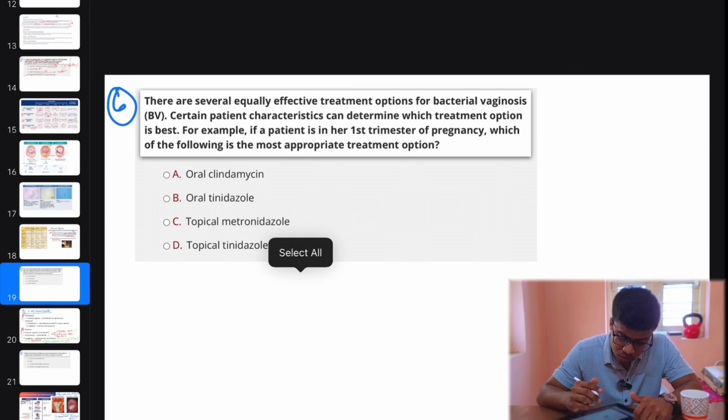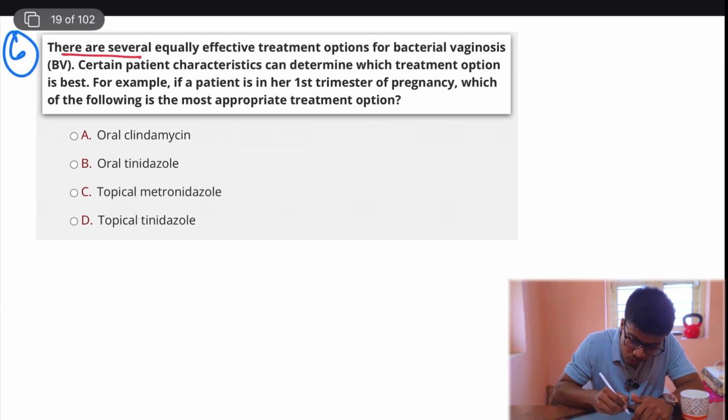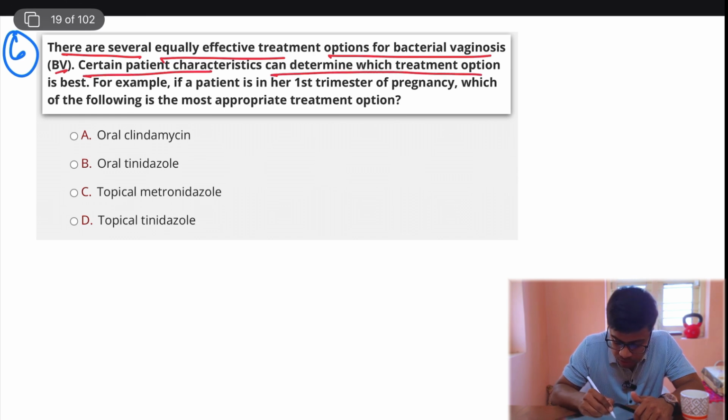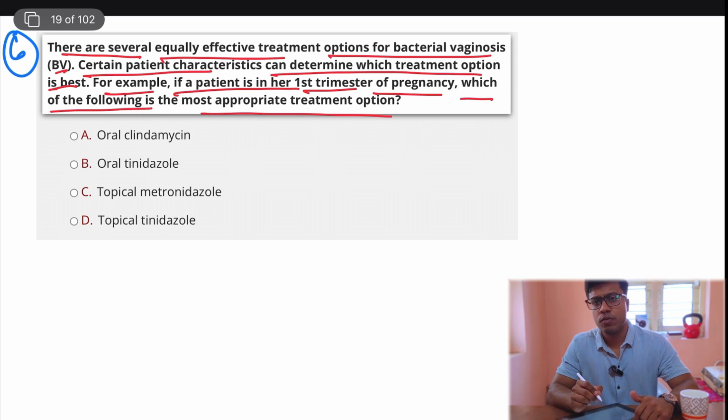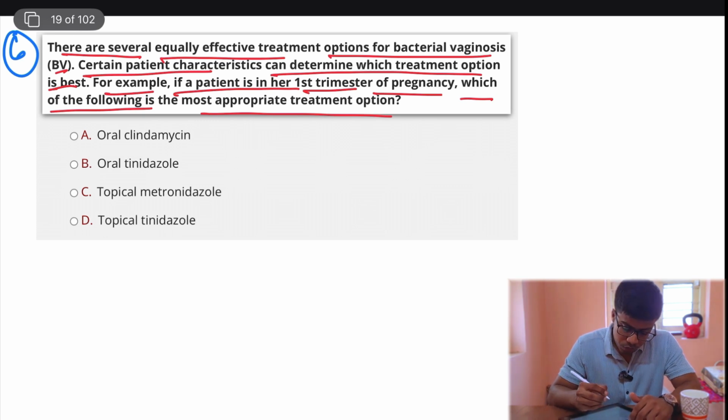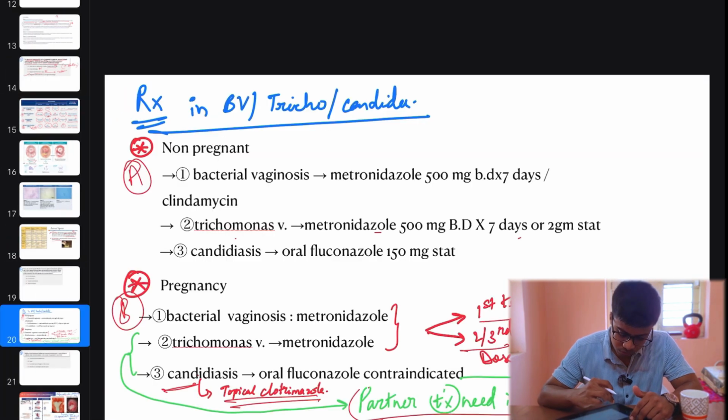Now coming to the next question. There are several equally effective treatment options for bacterial vaginosis. Certain patient characteristics can determine which treatment option is best. For example, if the patient is in her first trimester of pregnancy, which of the following is the most appropriate treatment option? So in this case, Metronidazole is the drug of choice. So how does it come? We have to discuss it.